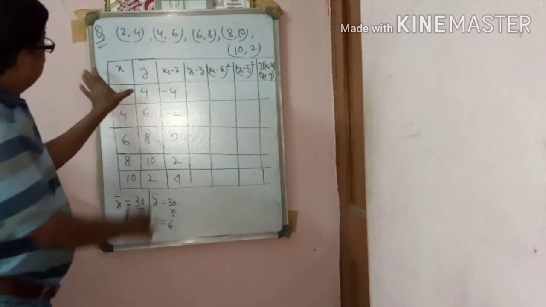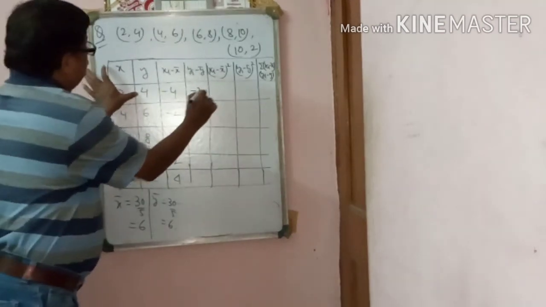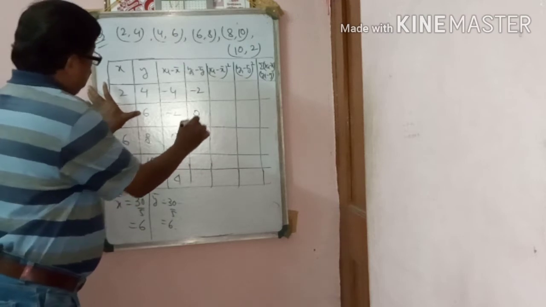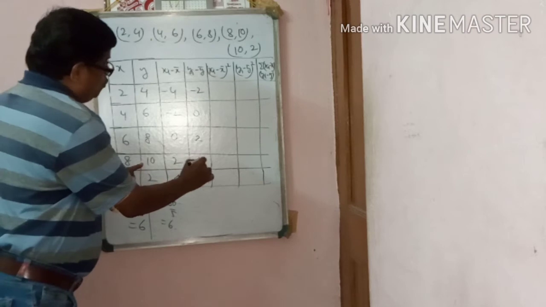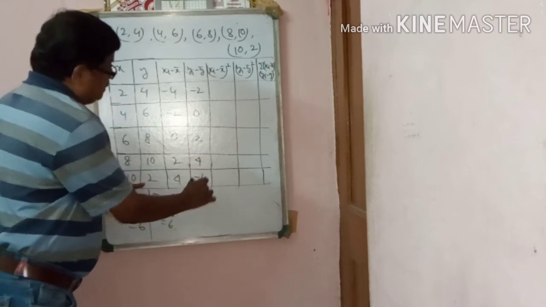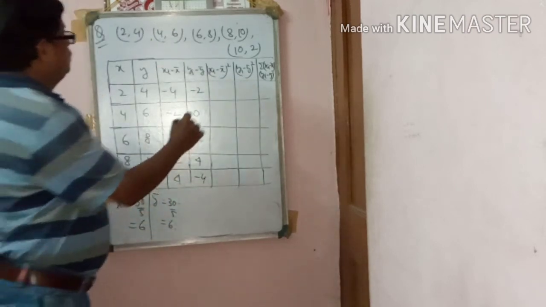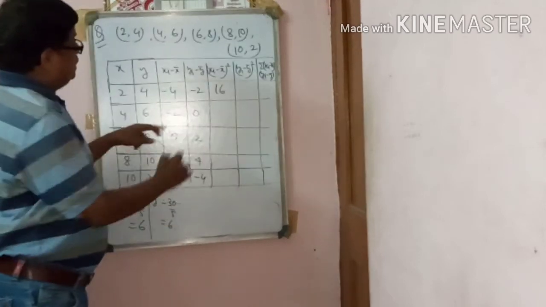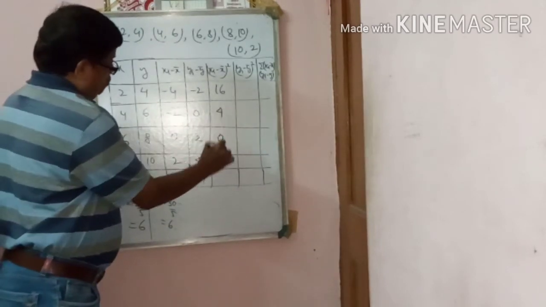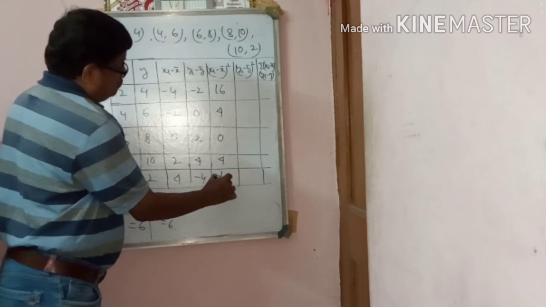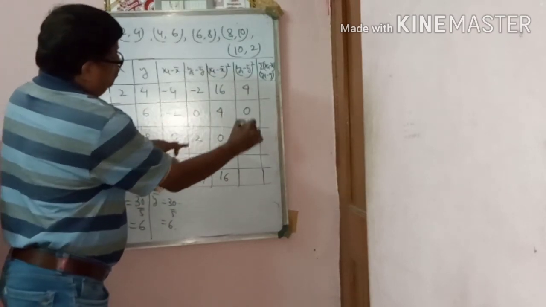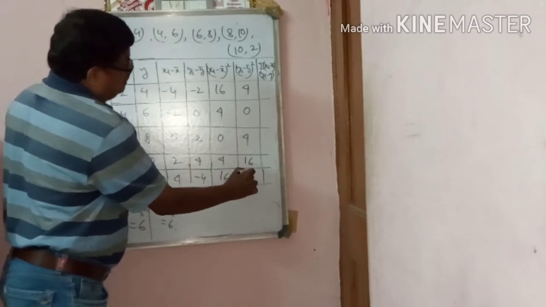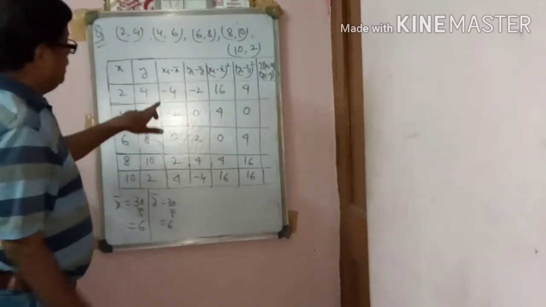Similarly, 4 minus 6 is minus 2, 6 minus 6 is 0, 8 minus 6 is 2, 10 minus 6 is 4, 2 minus 6 is minus 4. The square is given, so 16. Here 4, 0, 4, 16. Here also 4, 0, 4, 16, 16. Here 8.